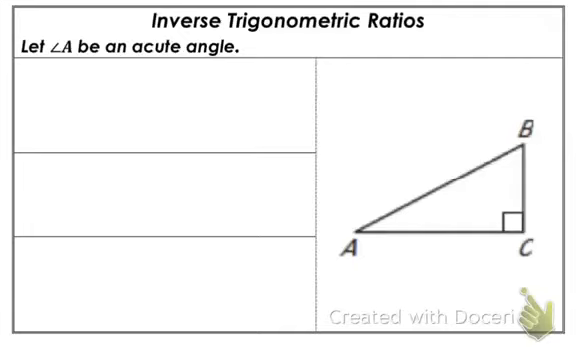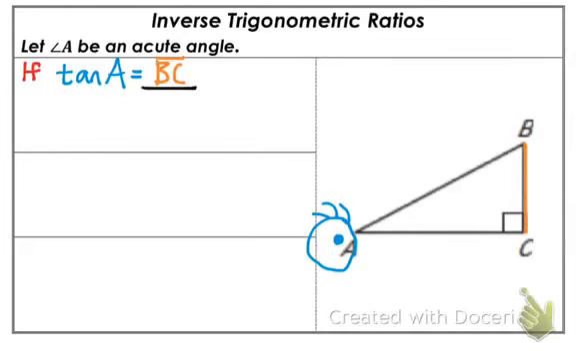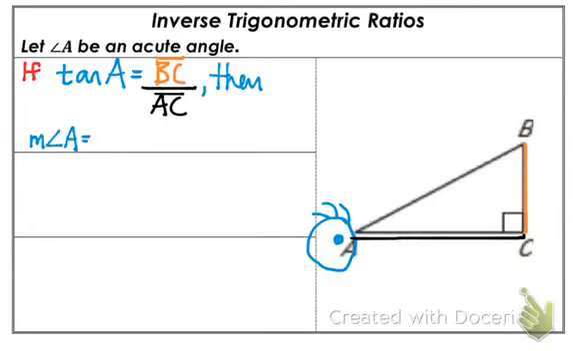Let angle A be a measurement of an acute angle. If the tangent of A is equal to the opposite side, which is BC, over our adjacent side, which is AC, notice how the tangent of A is equal to this ratio. Now, if we want to figure out the measurement of that angle, we have to use inverse tangent. So if the tangent of A is equal to BC over AC, then the measurement of angle A is equal to the inverse tangent of BC over AC.